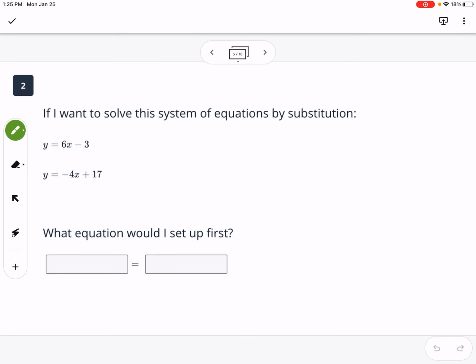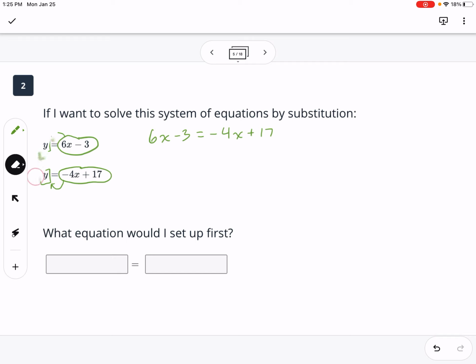In the next question, it's kind of the same. It's asking me, how would I set this up? Now, in this case, there's kind of two different ways to think about it. One is to say, y is equal to this, and y is also equal to this. So if both of these things are equal to y, they must be equal to each other, right? This must be equal to this because they're both equal to y.